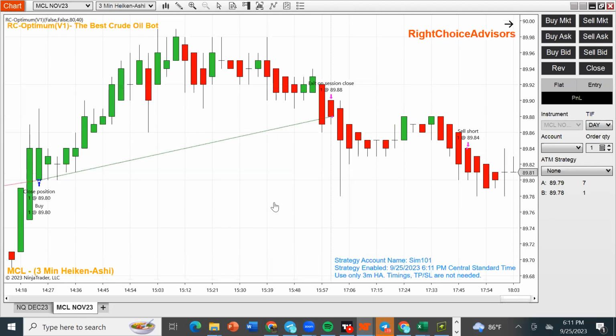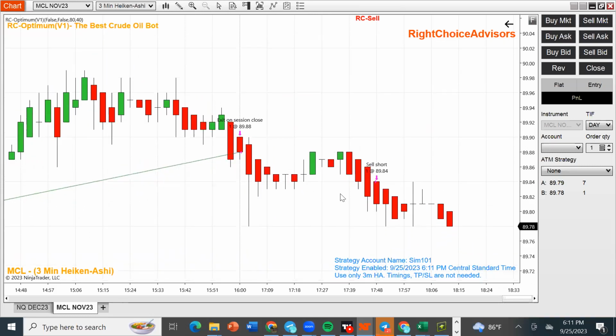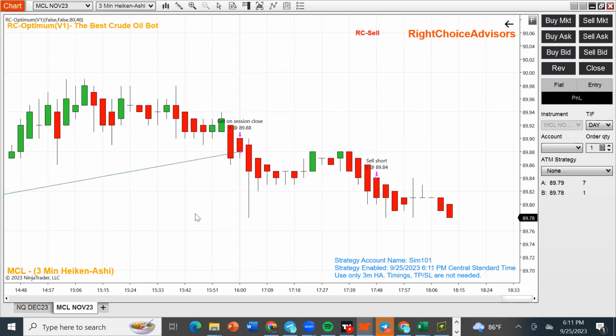Even here you can see that there is a profit, right? And then it took a short here, and as of now it is in the short, and we can run it even during the nights also. We can run it especially with PA accounts. With MCL, you can start with 2 or 3 micros, and once you build the account, you can use it with minis also. Initially, you can start with micros.